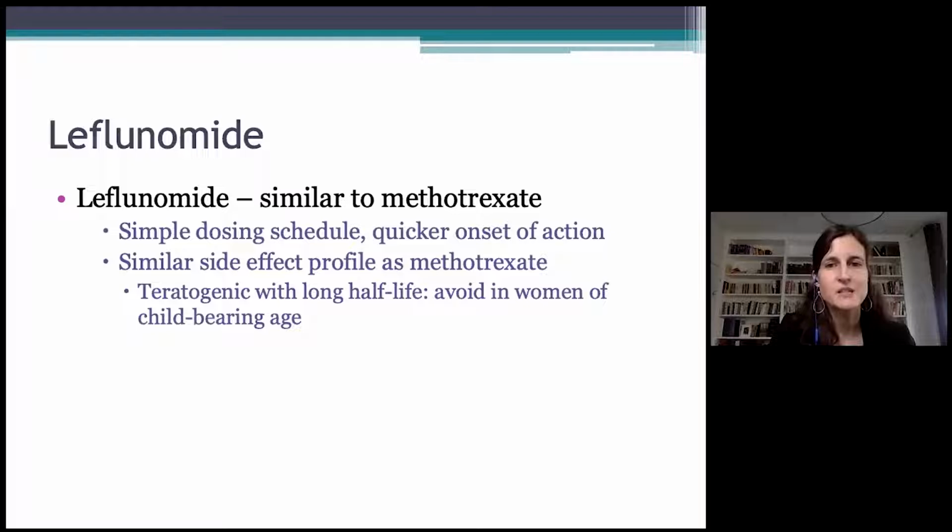Leflunomide is a medication similar to methotrexate. It has a simpler dosing schedule. It has a quicker onset of action, which makes it attractive to a lot of people when they're considering starting synthetic DMARD therapy. And again, it has a similar side effect profile to methotrexate. One reason to really think about not using it would be that it is teratogenic with a long half-life. So we do avoid this medication in women of childbearing age, in which case we'd want to think about an alternate treatment.